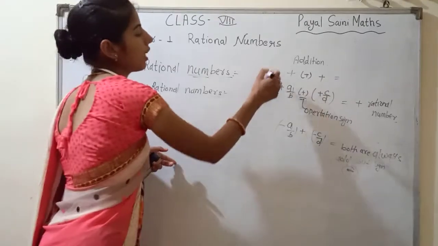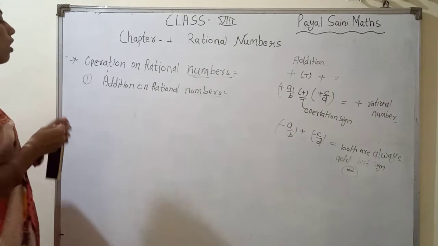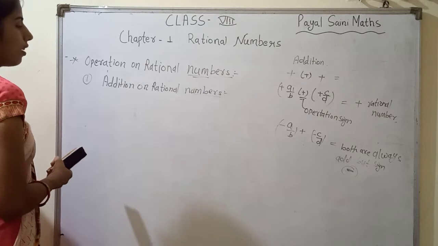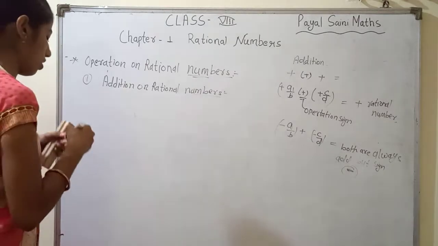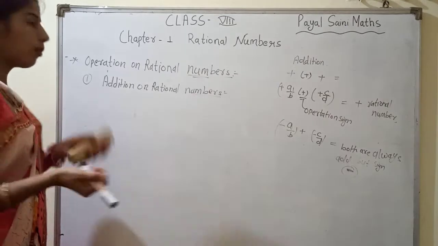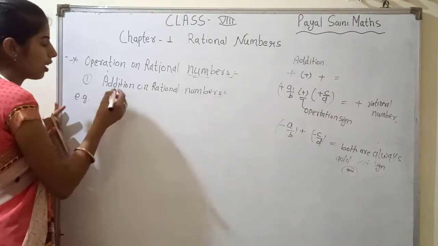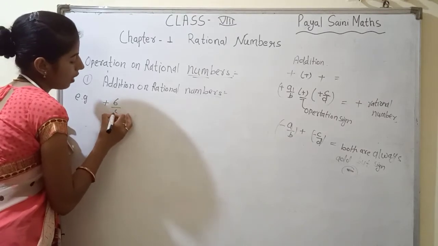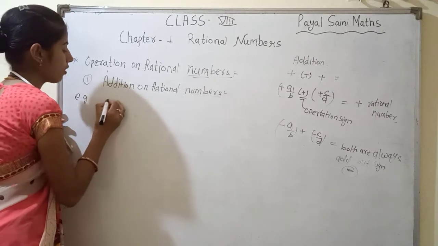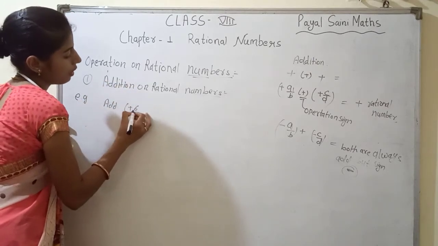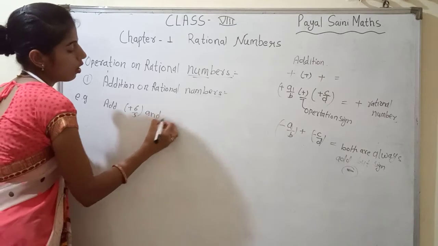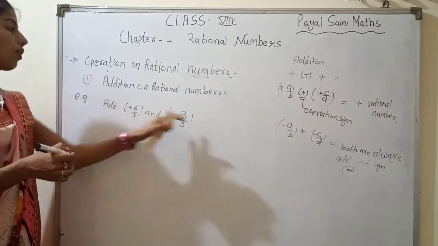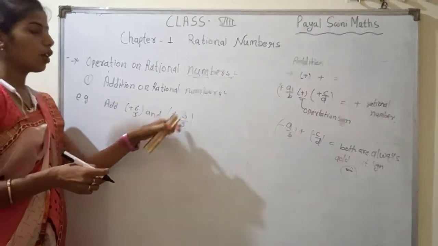Like that we started our addition of rational numbers. Operation number first. Now we solve by example. I will put here an example. Question: plus 6 by 5 and plus 3 by 5.